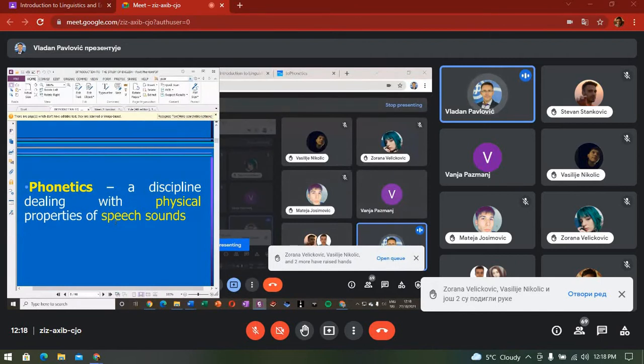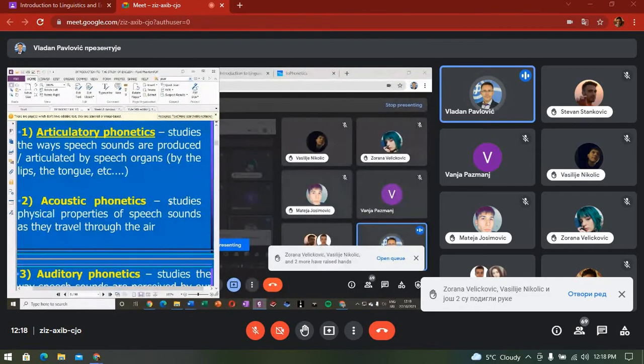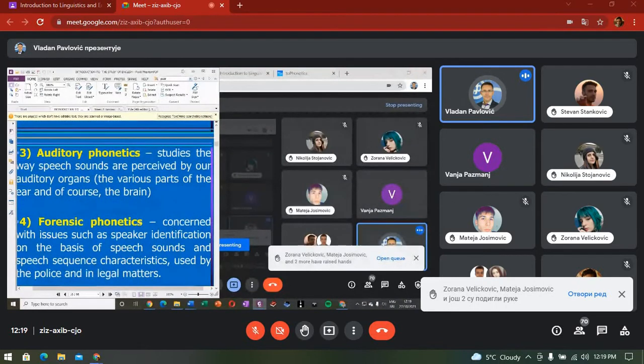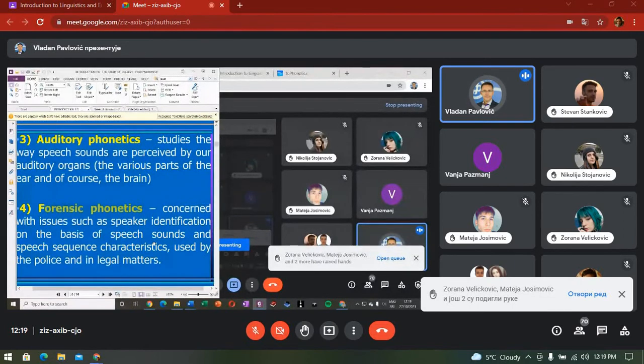For example, a star can explode somewhere where we can in a way see it, but we wouldn't be able to hear it. So acoustic phonetics, here it is. This is the area of phonetics that studies the physical properties of speech sounds as they travel through the air. That's what acoustic phonetics does. There are also auditory phonetics and forensic phonetics, and we also saw 2 video clips last time on it. So which subdiscipline of phonetics did we focus on primarily last time?